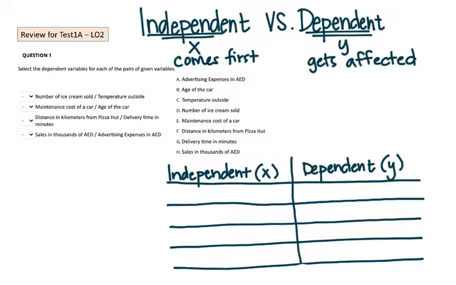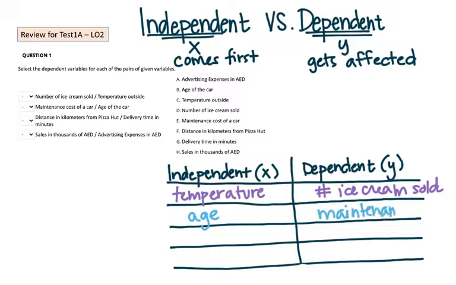Let's look at the first one. The number of ice creams sold and the temperature outside. So the question is, which comes first and affects the other? I think the temperature will affect how much ice cream is sold. Okay. Let's look at the next one. The maintenance cost and the age. I think the age comes first, and that affects the maintenance cost. Okay, let's look at the next one.